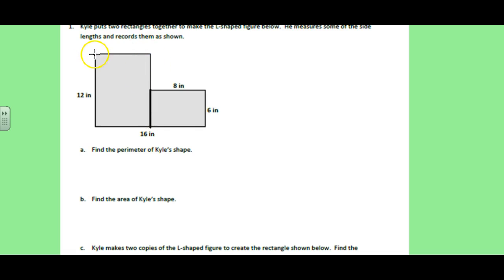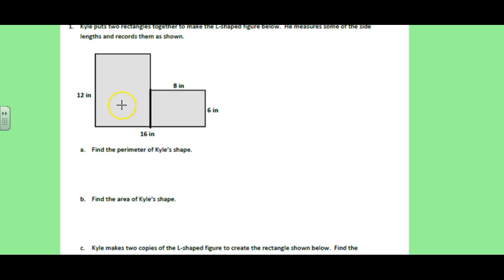Because now if I know that this is 12 inches, I know that this whole thing is 12 inches. And we'll have to find this side length right here. Because for this right here, we already know the area because we have this side length and this side length. So what we're going to have to do first is find this missing side length so we can find the area of this rectangle right here.